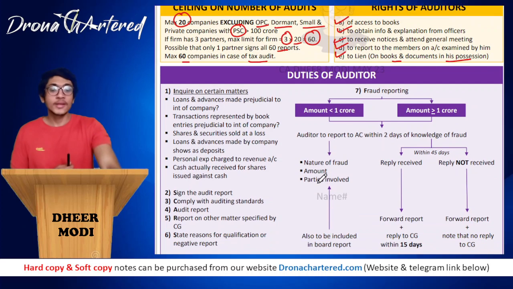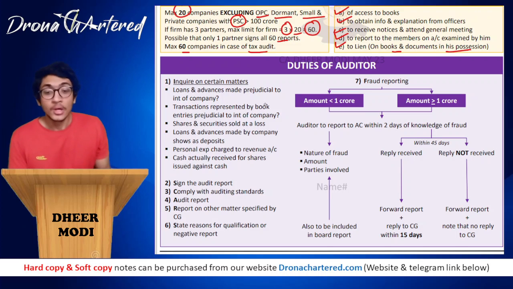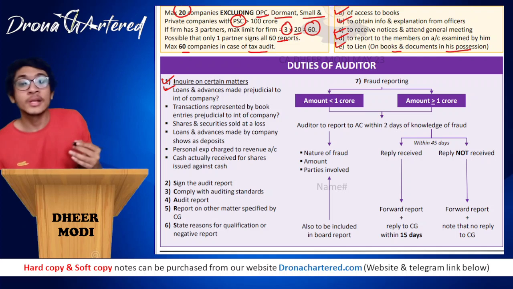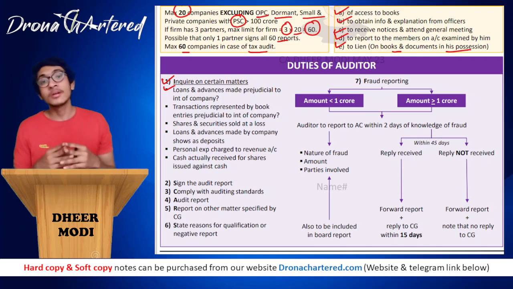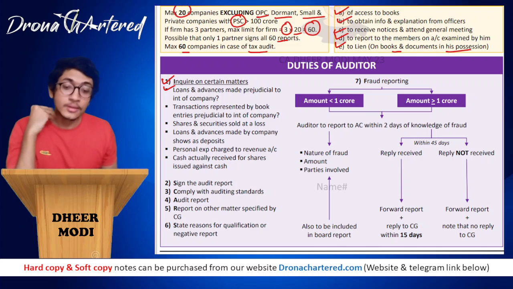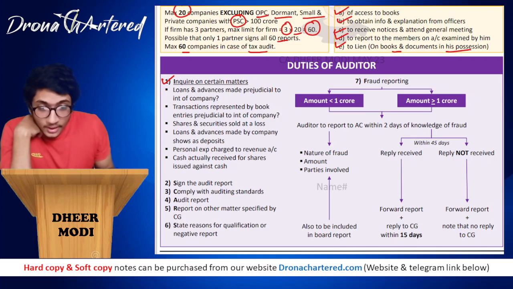Okay, coming to your next part, that is duties of director, duties of auditor. So duties of auditor, your first duty is to inquire on certain matters. On what matters? Loans and advances made prejudicial to the interest of company. If any loans and advances are not in the best interest of the company, that hurt the interest of the company, it is a duty to inquire on these matters. So this was your inquire on certain matters, the first point. These are your sub points.